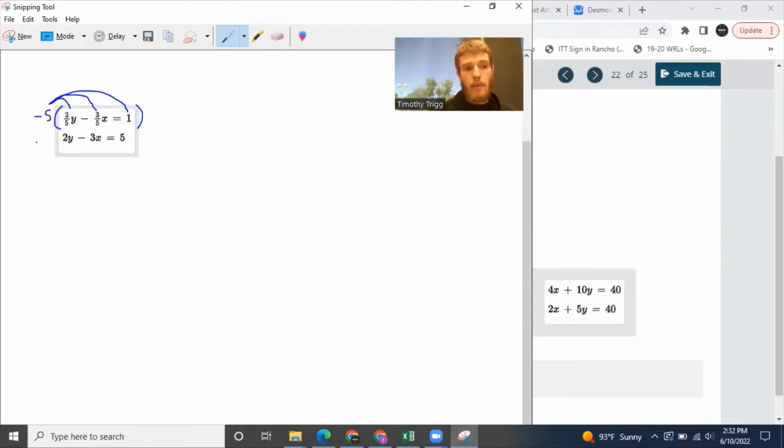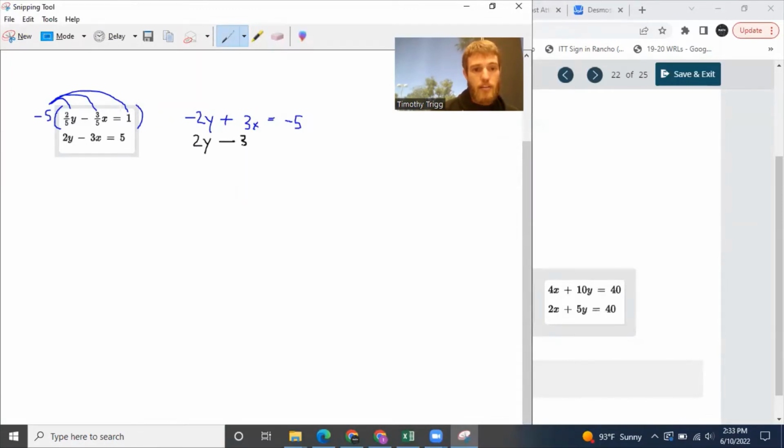All right. So here I'm going to multiply negative 5 times 2/5. So negative 5 times 2, which is negative 10, then divided by 5, which is negative 2. So I've got negative 2y, and then multiply the negative 5 times negative 3/5. Again, multiply times the top, divide by the bottom. So negative 5 times negative 3 is positive 15. 15 divided by 5 is 3. So that's 3x. And then we also need to multiply the negative 5 times the 1 here, giving us negative 5. The second equation has no need to change, so I'm just going to go ahead and rewrite it underneath.